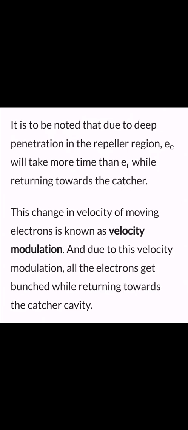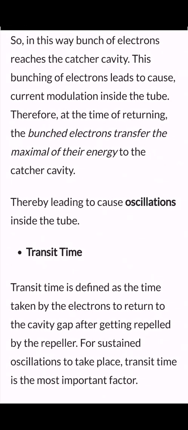This change in velocity of the moving electron is known as velocity modulation. And due to this velocity modulation, all electrons get bunched while returning toward the catcher cavity. So in this way, a bunch of electrons reaches the catcher cavity. This bunch of electrons leads to current modulation inside the tube. Therefore, at the time of returning, the bunched electrons transfer the maximum of their energy to the catcher cavity, thereby causing oscillation inside the tube.